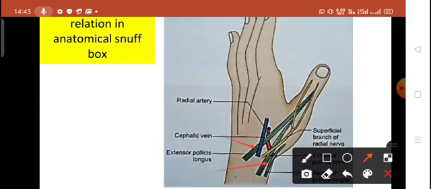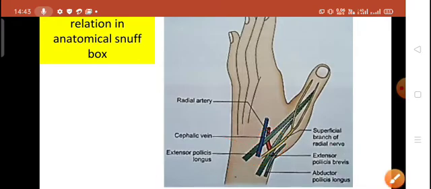This area is known as the anatomical snuff box. That means the radial artery is a content of the anatomical snuff box. Then this artery runs forward and enters into the hand.